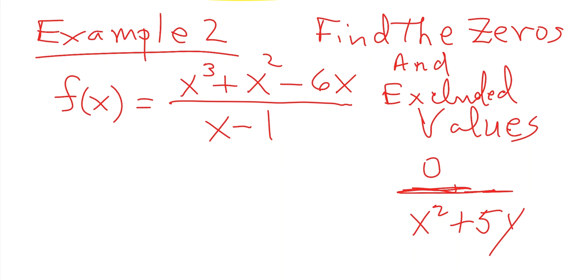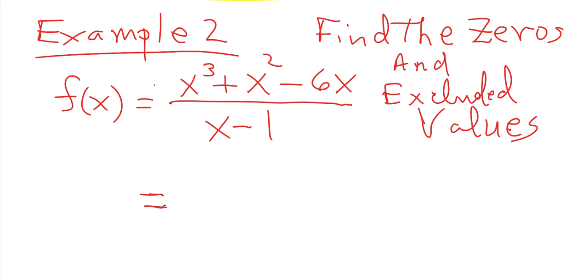Therefore, 0 divided by whatever in the denominator is still equal to 0. So any way you get 0 in the numerator will create a 0 of this function, okay? Any way you can get 0 in the numerator gives you a 0 of the function. So let's go ahead and factor the numerator.